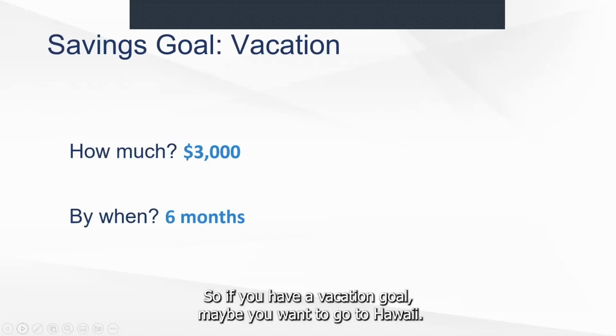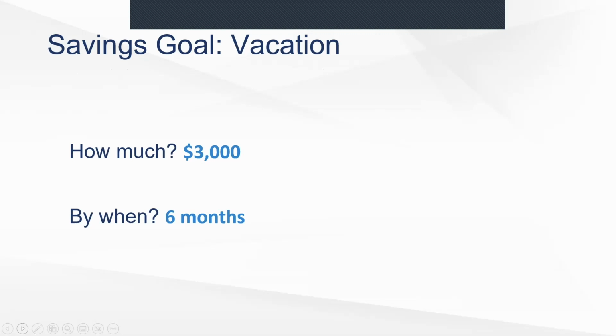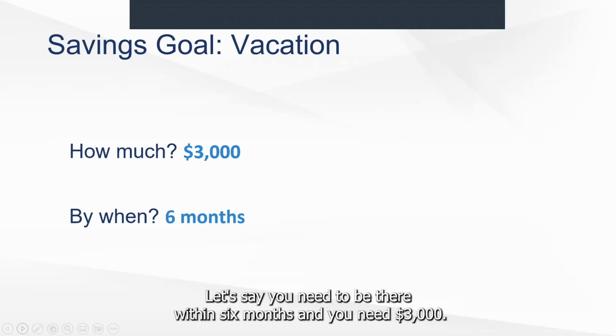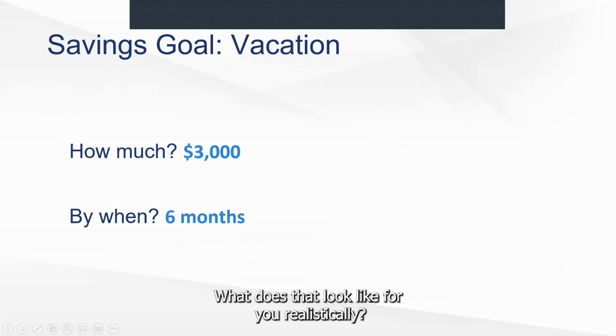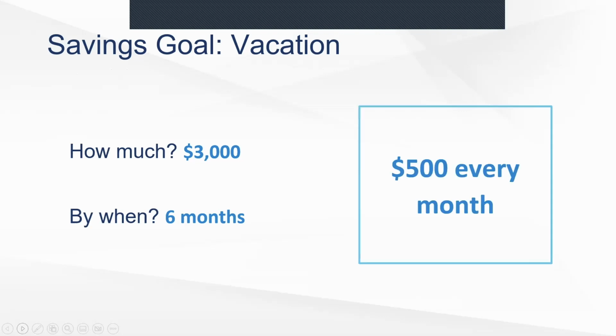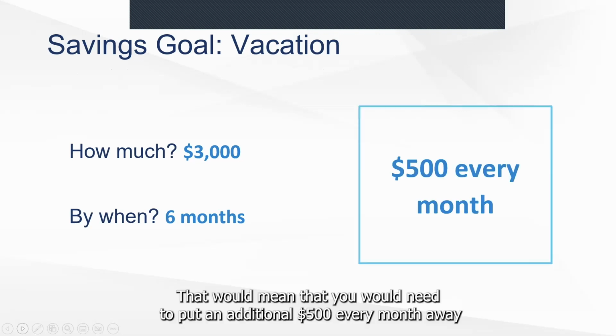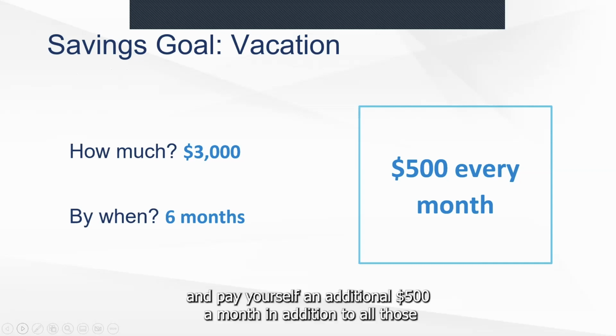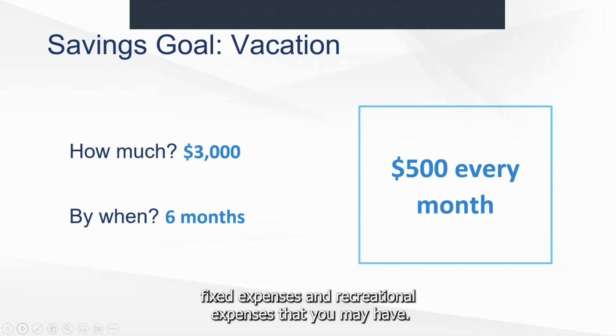So if you have a vacation goal, maybe you want to go to Hawaii. That's kind of inexpensive for a Hawaii trip, but let's say you need to be there within 6 months and you need $3,000. What does that look like for you realistically? That would mean that you would need to put an additional $500 every month away, pay yourself an additional $500 a month, in addition to all of those fixed expenses and recreational expenses that you may have.